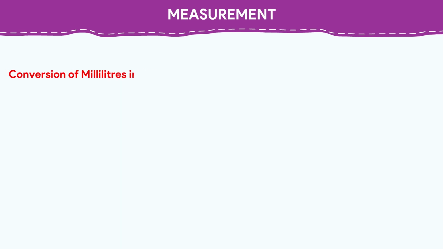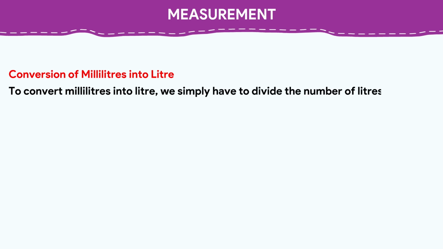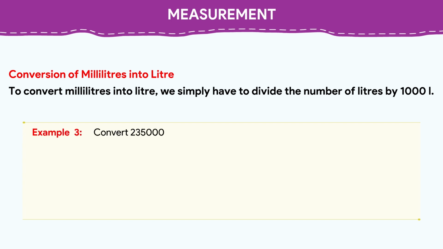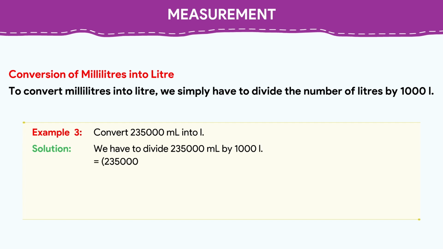Conversion of milliliters into liter. To convert milliliters into liter, we simply have to divide the number of milliliters by 1000. Example 3. Convert 235000 ml into L. Solution. We have to divide 235,000 ml by 1000 L, which is equal to 235,000 divided by 1000 L, which is equal to 235 liters.